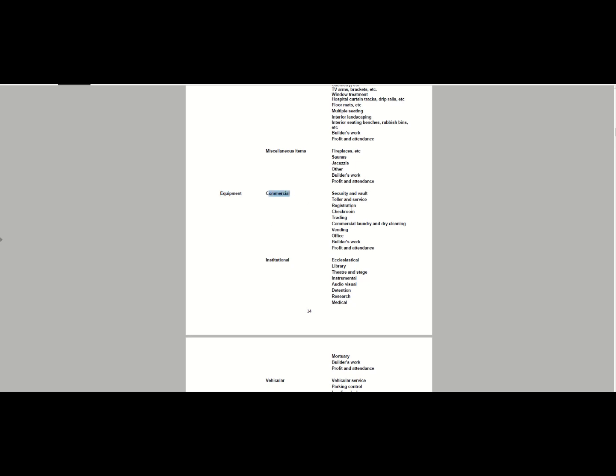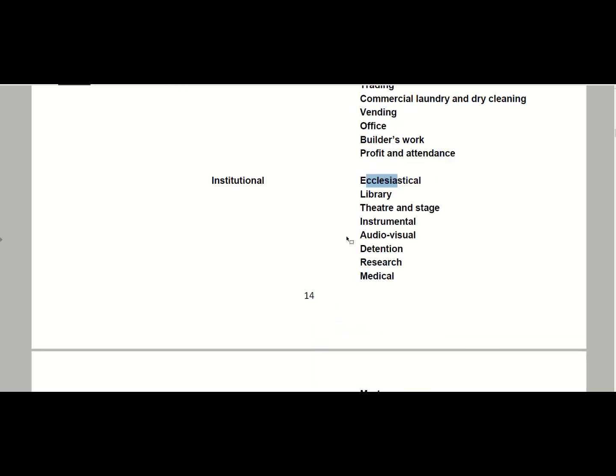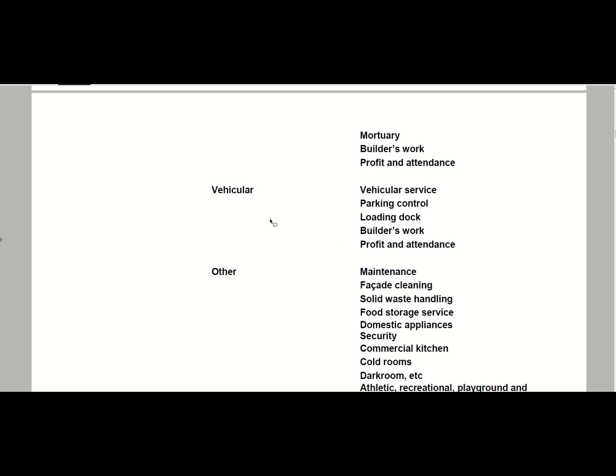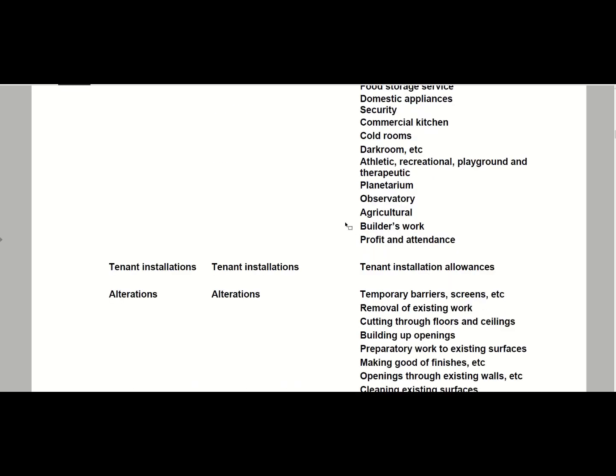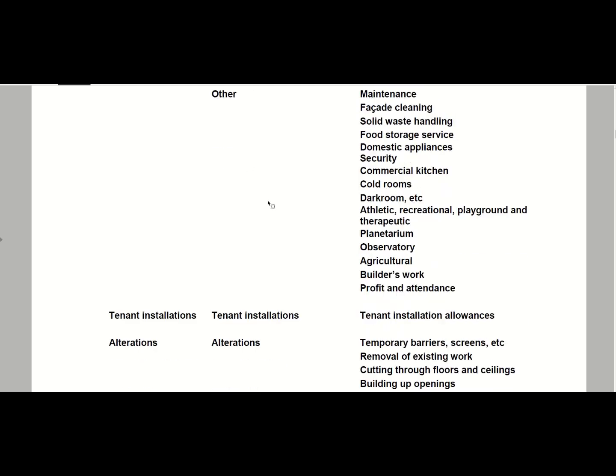Signage, artwork, and then you have the next section, which is your equipment: commercial, security, vault, teller, services, recognition, office furniture, industrial, your escalation, your ecclesiastical something which I don't know what it is, and then you've got library, theater, stage, and any items that haven't been covered, like your audio visual, detention, research, medical installations, vehicular services, parking, loading docks, etc. Any special installations, most of these items won't be applicable.